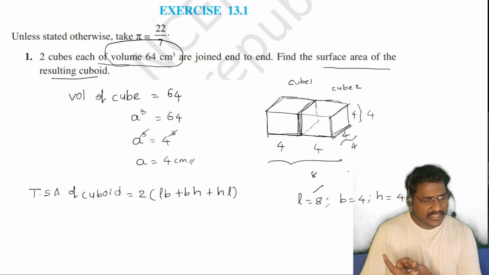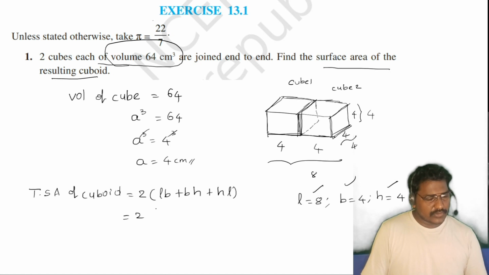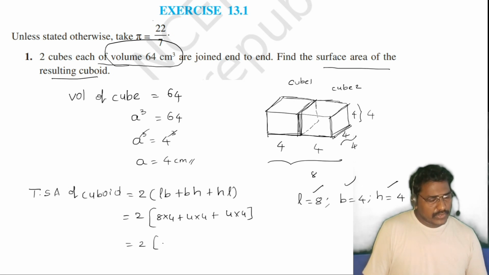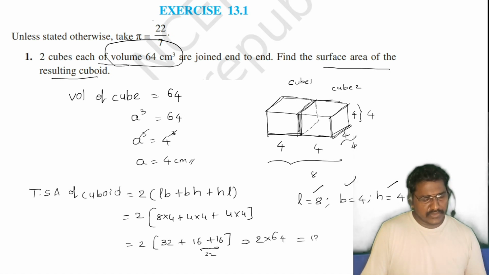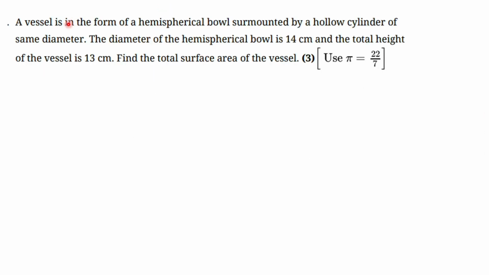So length is 8, breadth is 4 and height is 4. So 2 into 8 into 4 plus 4 into 4 plus 4 into 4. So 2 into 32 plus 16 plus 16. So 2 into 64 is 128 centimeter square. That's it. Thank you.